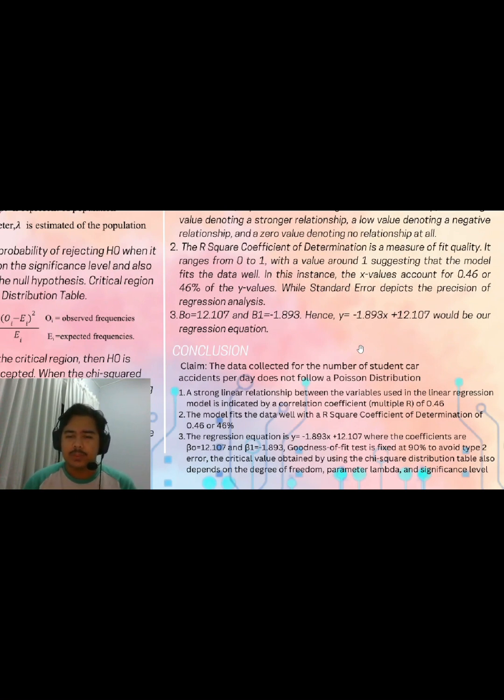The goodness of fit test is fixed at 90% to avoid type 2 error. The critical value obtained by using the chi-square distribution table also depends on the degree of freedom, parameter lambda, and significance level. That is all from our team.